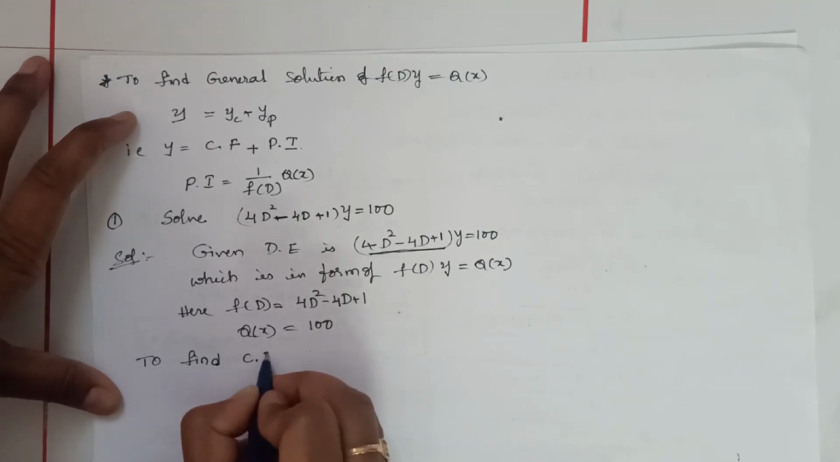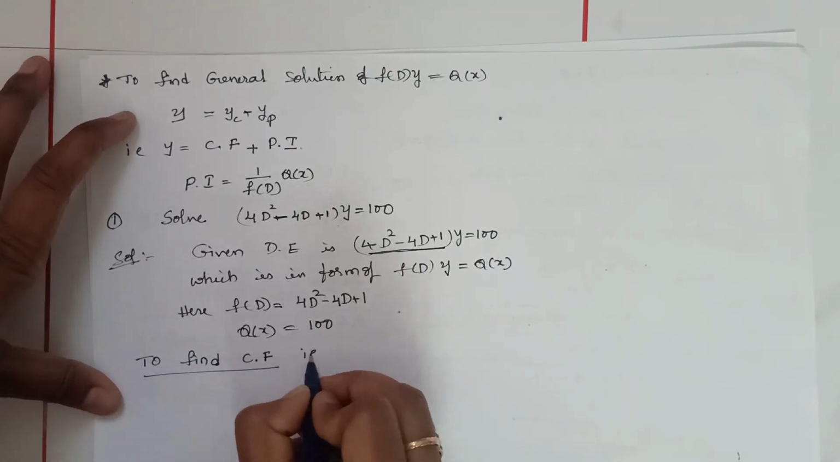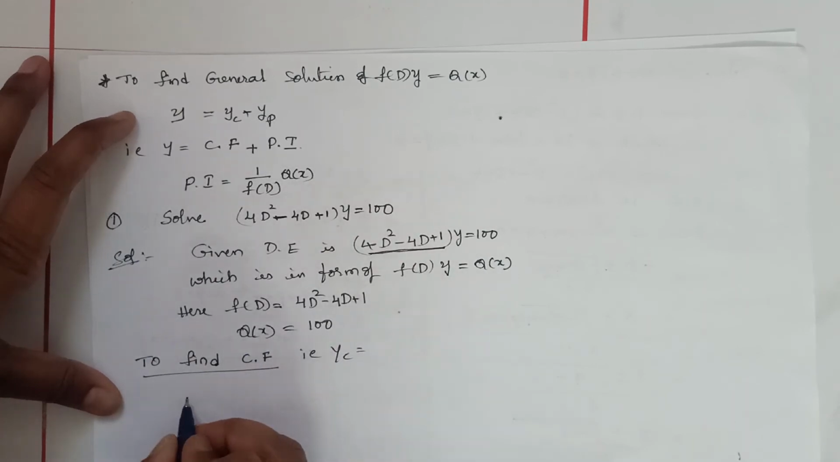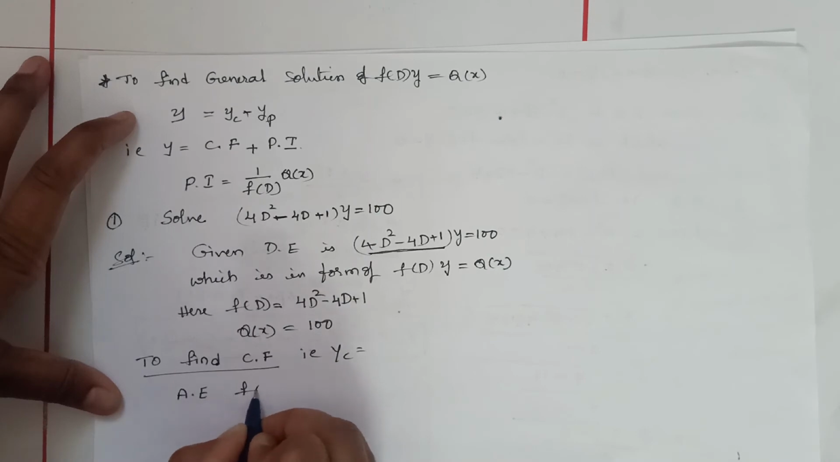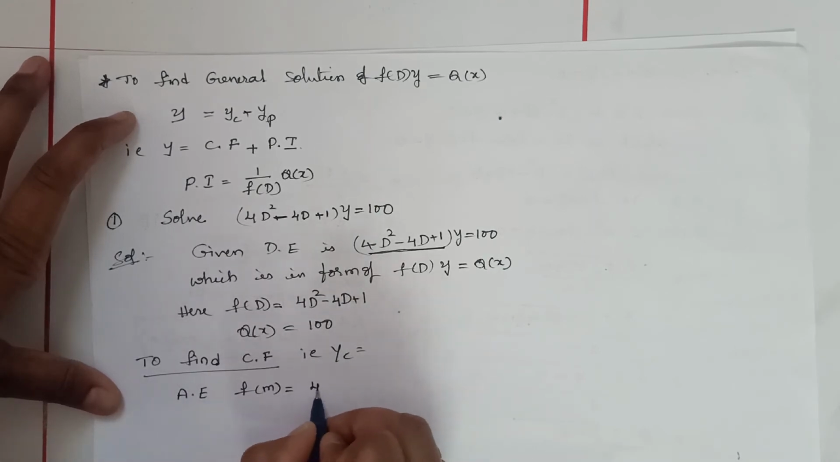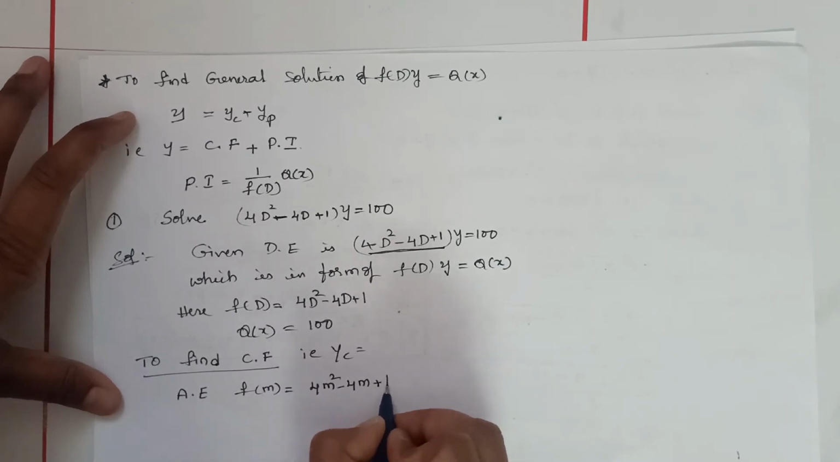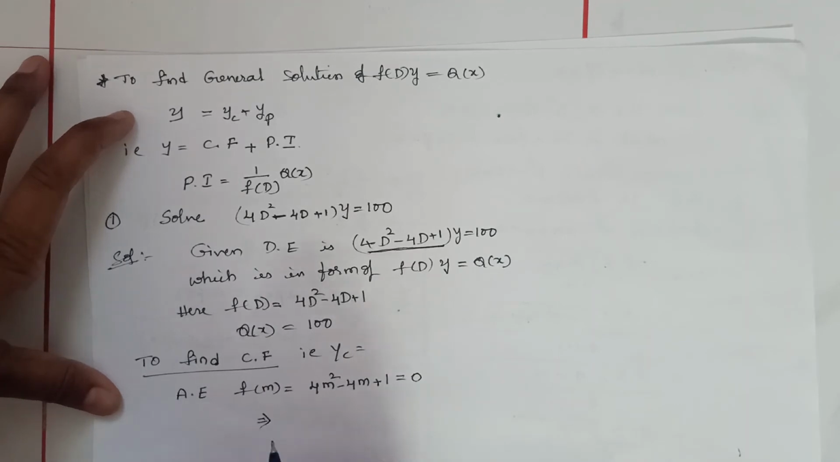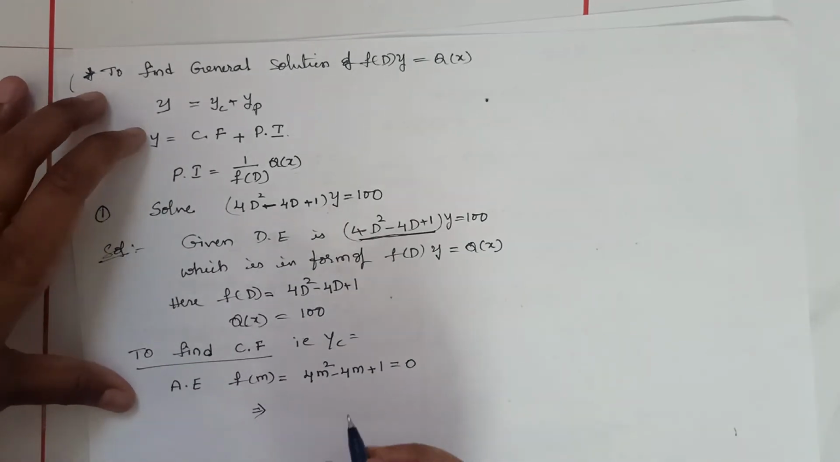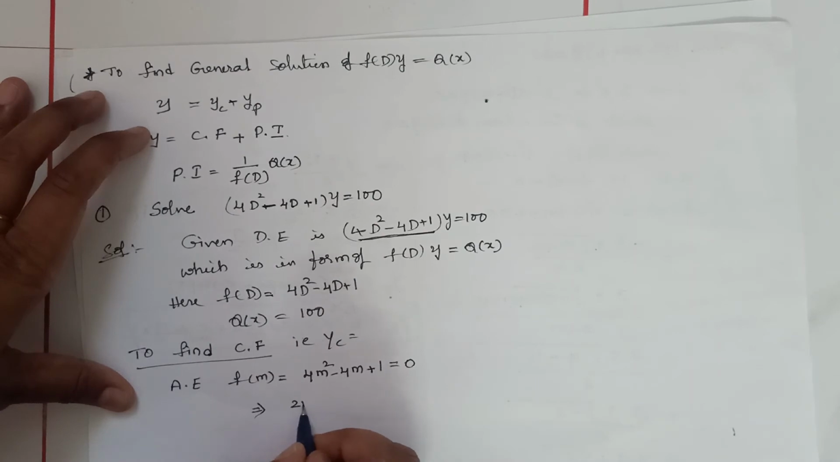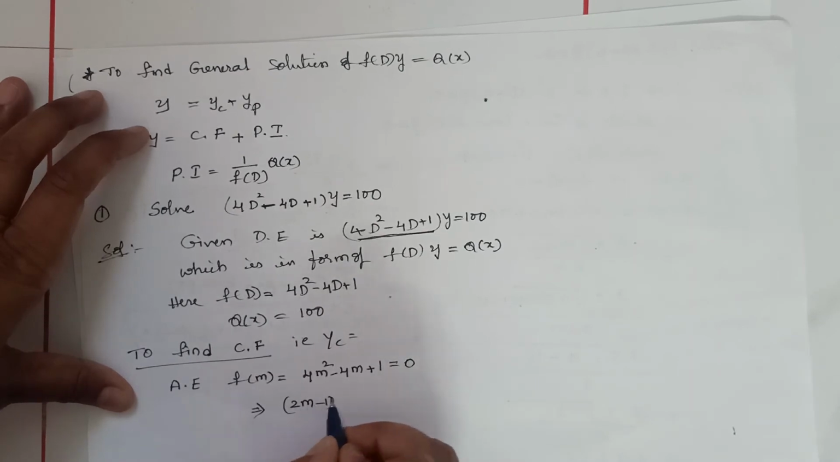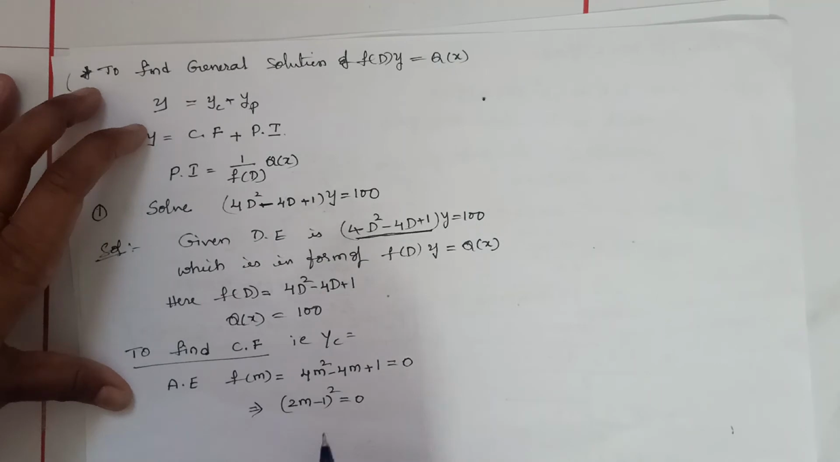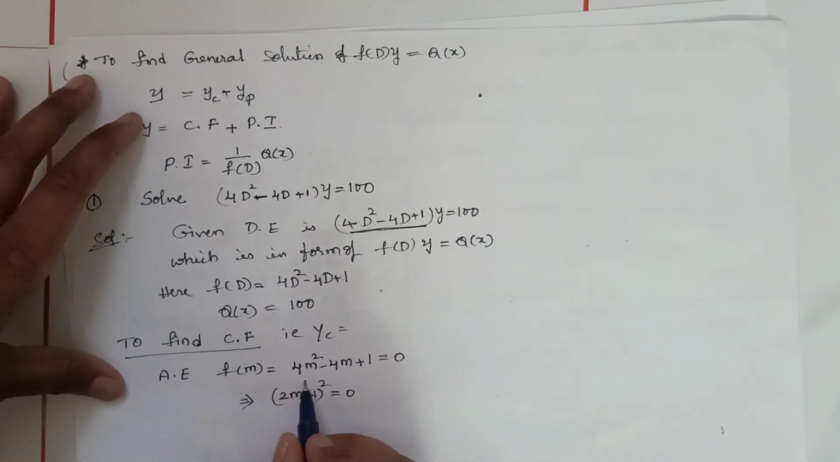To find the complementary function, that is yc, we need to write down the auxiliary equation first. f(m) = 4m² − 4m + 1 = 0. How can we find the roots of this auxiliary equation? Can I write this as (2m − 1)² = 0? We'll check whether it is correct or not.